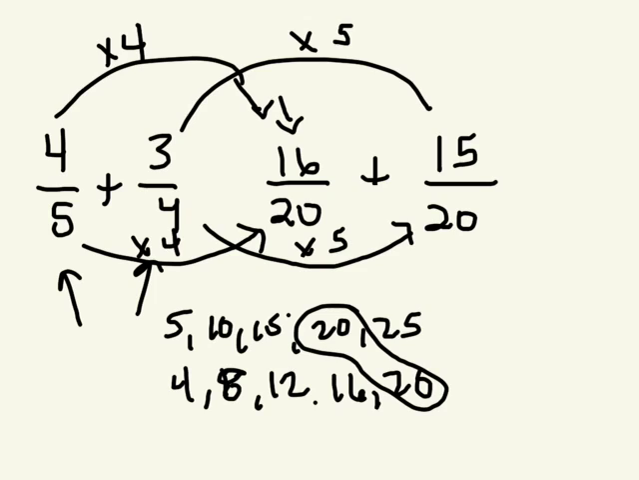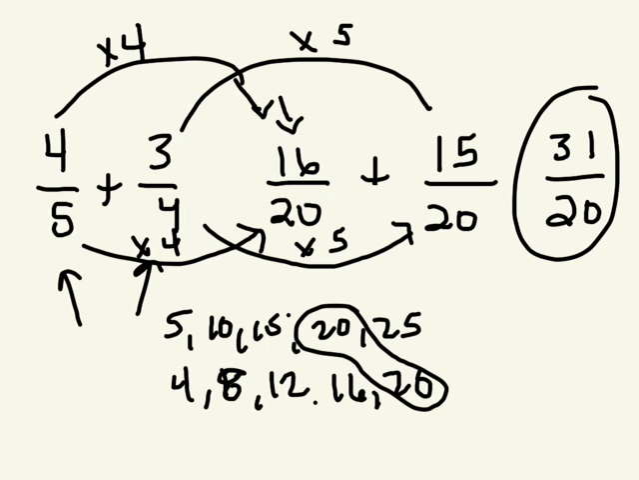Now we simply add across the top, the numerators. 16 plus 15 is 31. And we leave 20, which is our common denominator, as our denominator. Even though this is an improper fraction, this is completely solved.